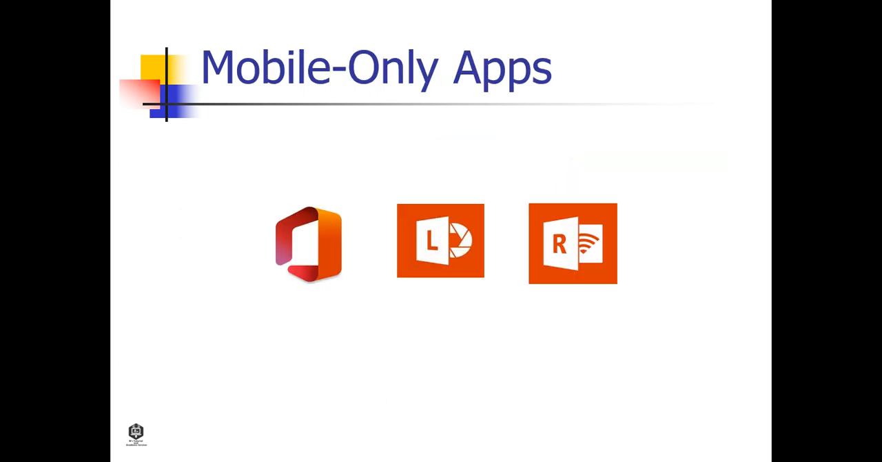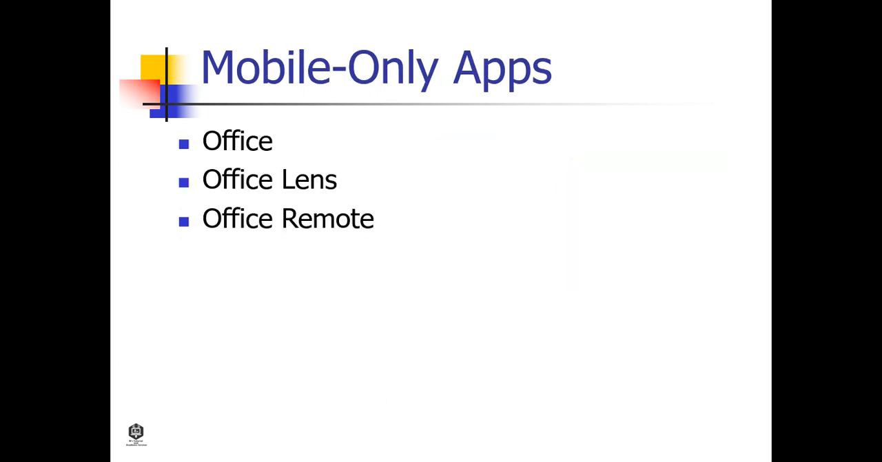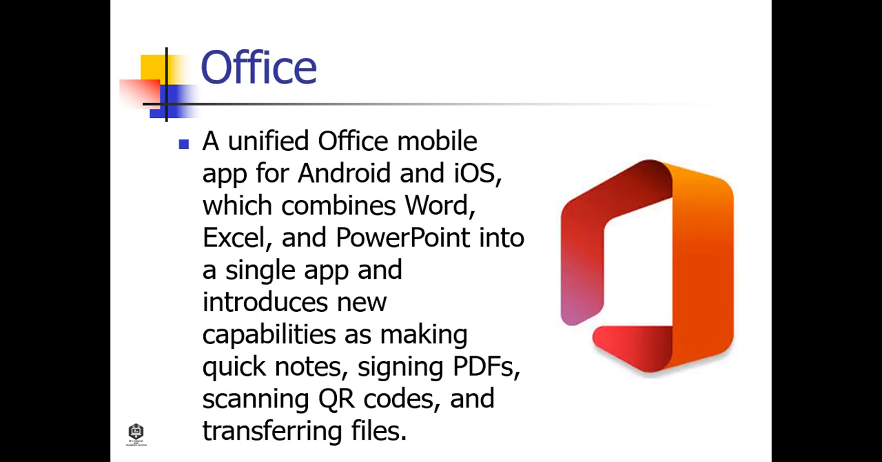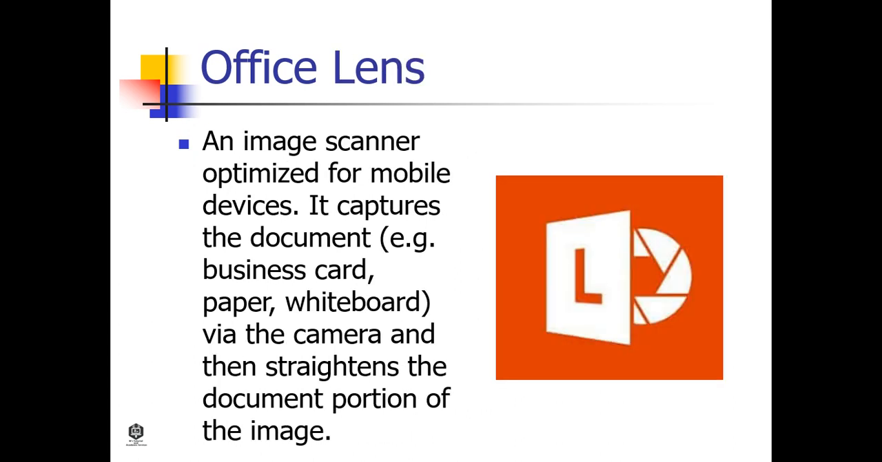Let's proceed to the mobile-only apps. The mobile-only apps consist of Office, Office Lens, and Office Remote. Office is a unified Office mobile app for Android and iOS, which combines Word, Excel, and PowerPoint into a single app and introduces new capabilities such as making quick notes, signing PDFs, scanning QR codes, and transferring files.